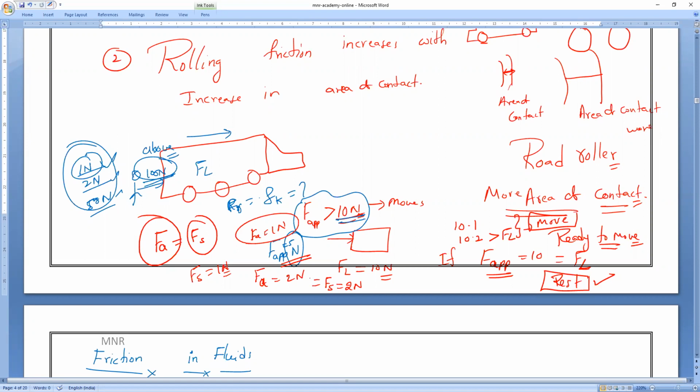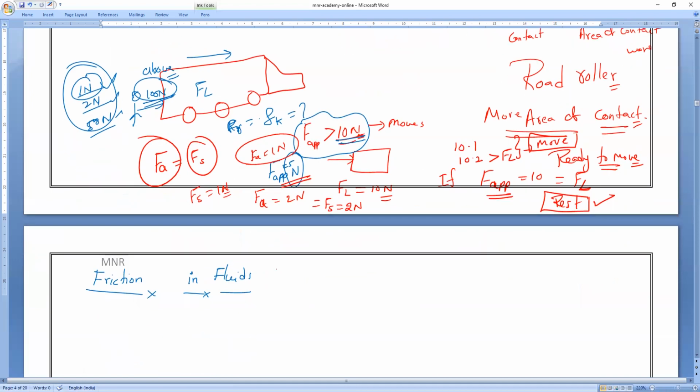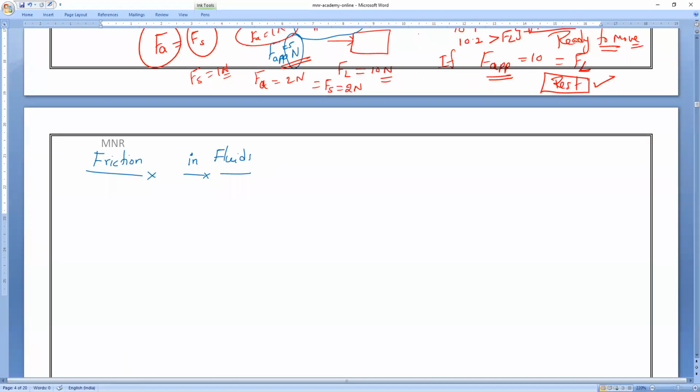Static friction is always variable, but limiting friction is the maximum static friction. If a person exerts a force less than the limiting friction, the body is said to be at rest and the applied force is equal to the static friction. Is it okay, everyone? Please note that statement. If applied force is less than limiting friction, then applied force is equal to static friction. All of you note that point.